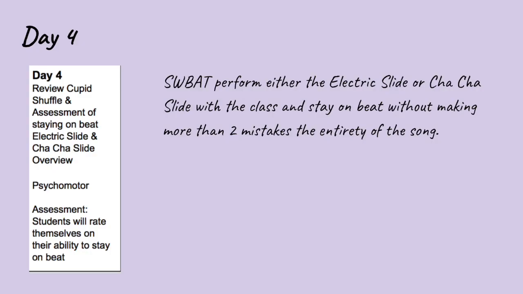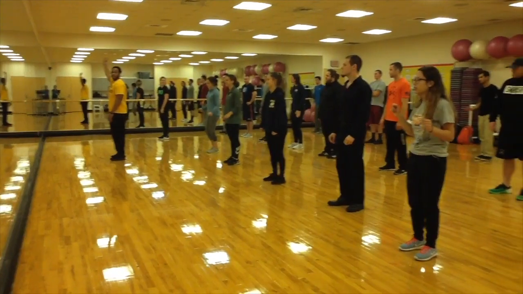Students will begin class with an overview of the Cupid Shuffle. They will then rate themselves on a scale from 1 to 10 on their ability to stay on the beat to the Cupid Shuffle. Next, they will move to instruction and overview of both the electric slide and the cha-cha slide. Here, students are dancing to the electric slide.